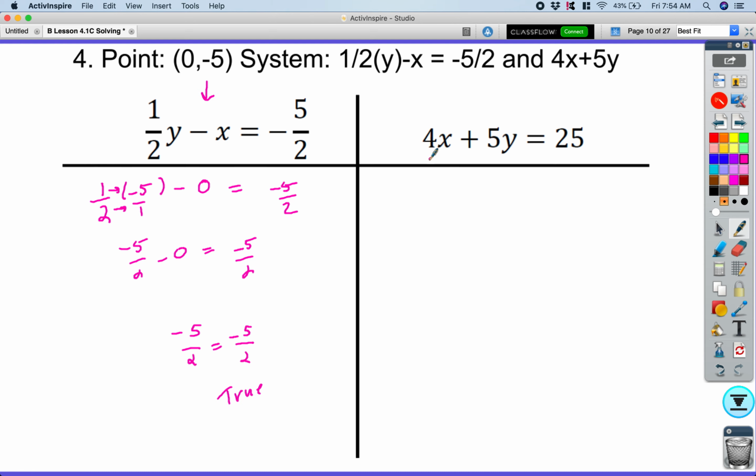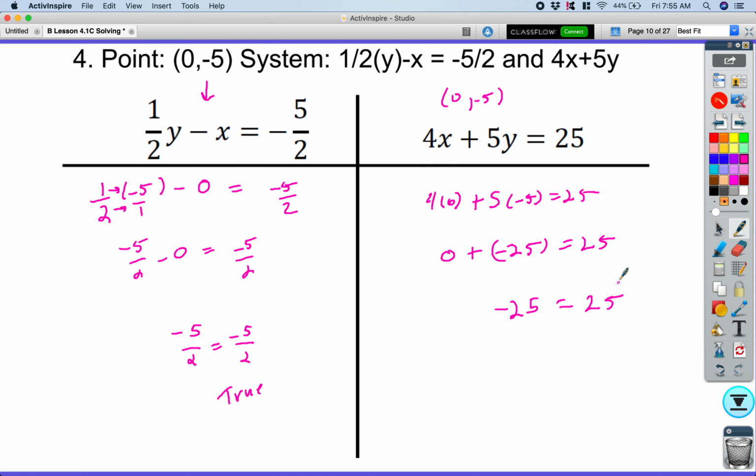Now let's go ahead and check over here if it's the same thing. So this would give me then, remember 0 is my x, negative 5 is my y. So this would give me 4 times 0 plus 5 times negative 5 equals 25. This would give me 0 plus negative 25 equals 25. And guys, this is trying to trick you because you're going to end up with negative 25 equals 25. Negative 25 and positive 25 are not the same thing. Therefore, this point is not on the line, and it would not be the solution of the system.